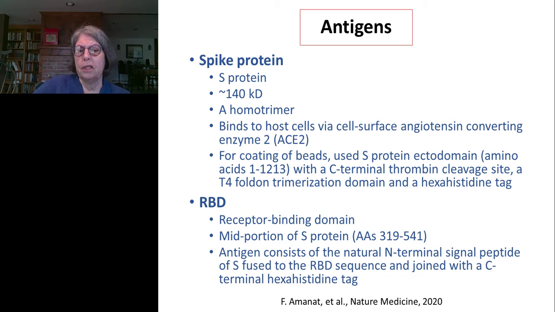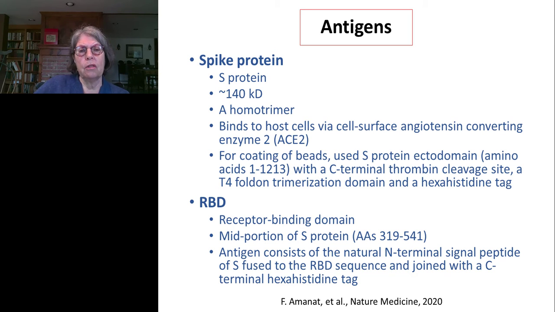For coating the beads that we use in the assay, we use the S protein ectodomain, which is composed of 1,213 amino acids. And at the C-terminus of the S protein, a thrombin cleavage site has been added along with a T4 fold-on trimerization domain and a hexahistidine tag. This was designed and expressed by Florian Kramer at Mount Sinai School of Medicine.